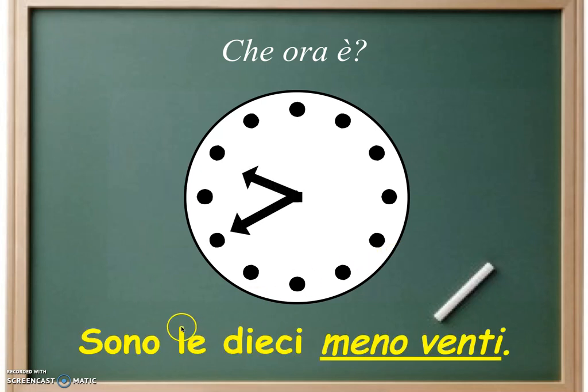Okay, so my answer for this one is sono le 10:20. And remember our rule or our meaning of meno. Meno means minus. So if we were to translate this, it would say it is 10 minus 20. What is 10 o'clock minus 20 minutes? 9:40. So my answer, my translation to this is it is 9:40.